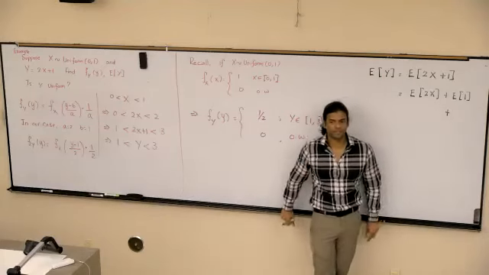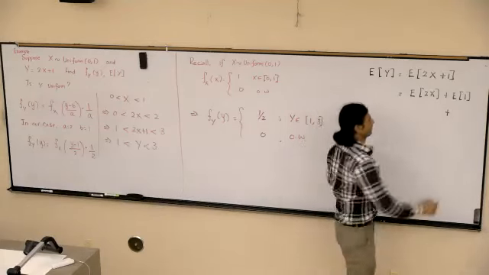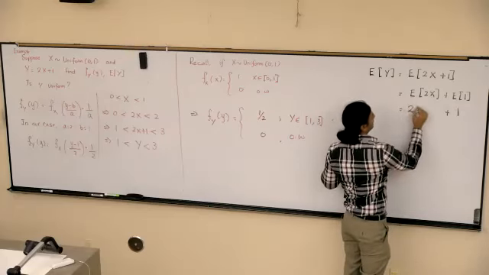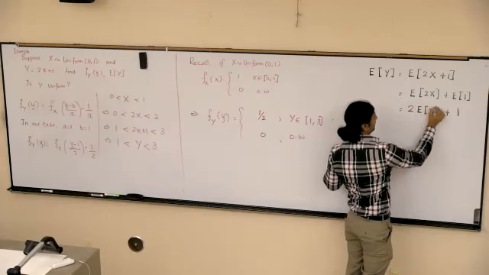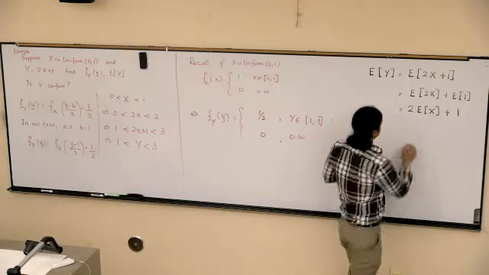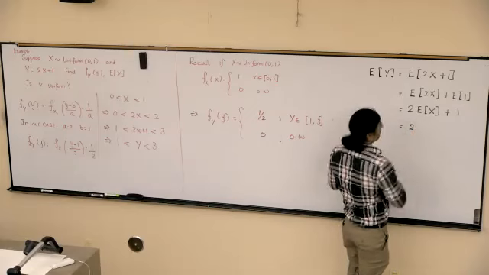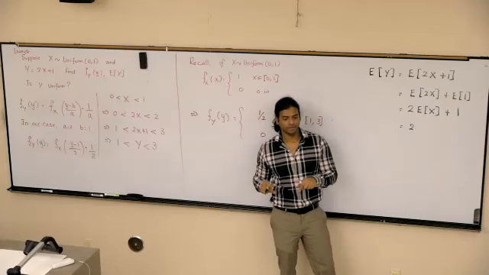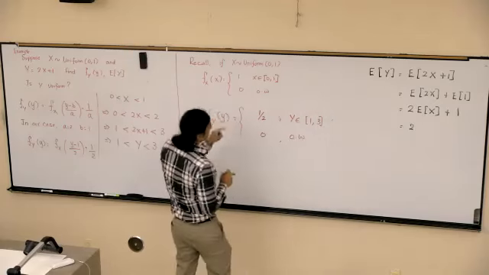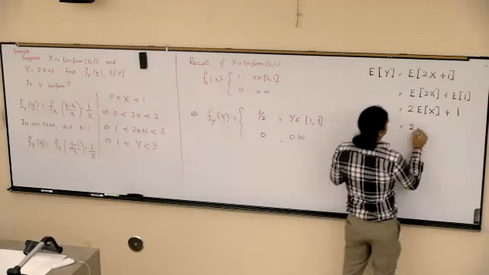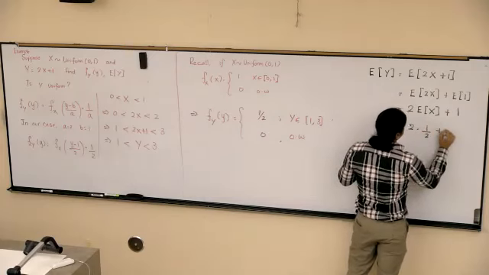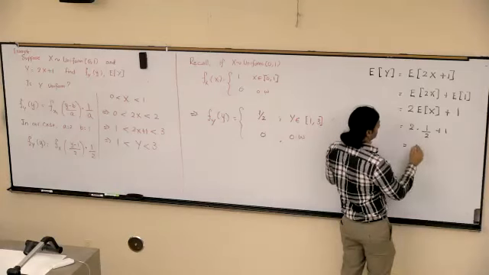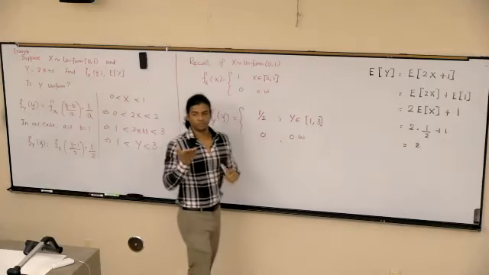What is the expectation of 1? 1. I can pull 2 out, so 2 times expectation of x. Expectation of x, we know what that is, right? (a plus b) divided by 2. For a uniform, it would be half. So 1/2 times 2 plus 1, which gives me 2.